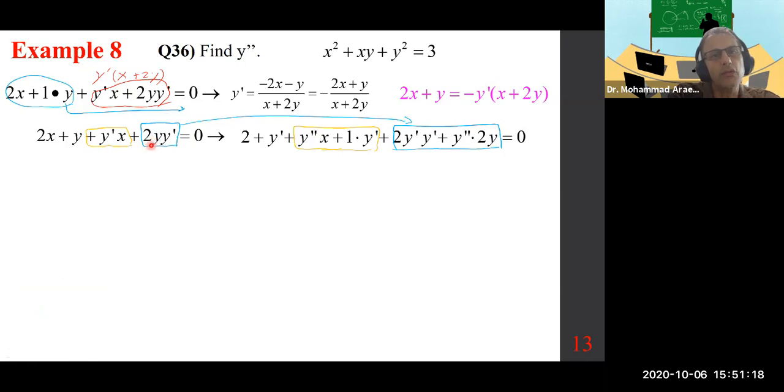as long as we understand that, practically we're done. 2y gives you 2y prime and then times y prime. And then y prime gives you y double prime times 2y. I hope you understand what's happening now. You have to solve for y double prime. That's all there is to it.